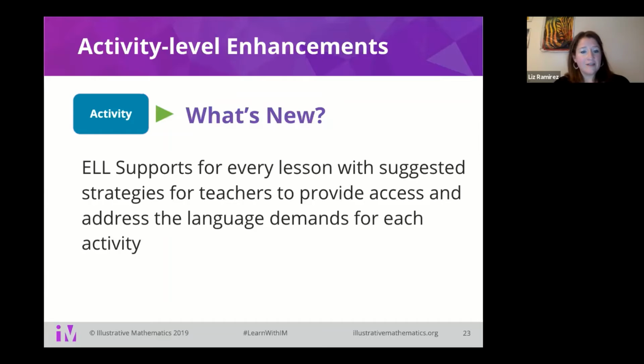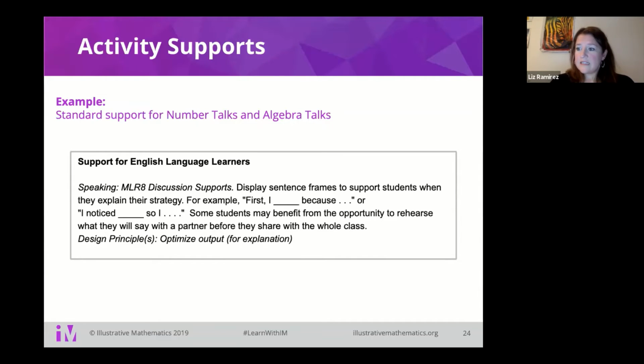So this is an example of the standard support we use to support English learners during number talks and algebra talks that are featured heavily throughout the curriculum. I'll give you a second to read that. All of the supports indicate the language demand, reading, writing, speaking, listening, conversing, or representing, that are supported in the activity, as well as the design principles. So in this case, optimize output for explanation.